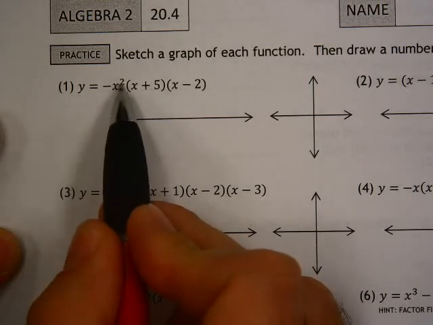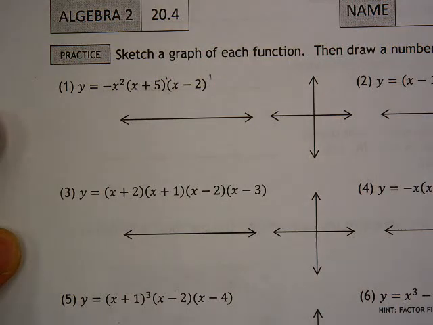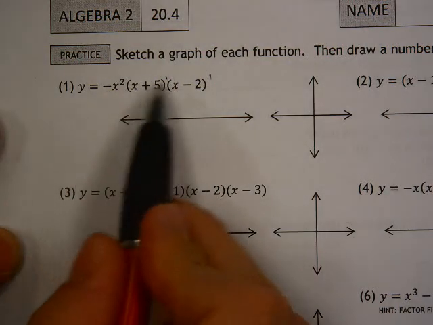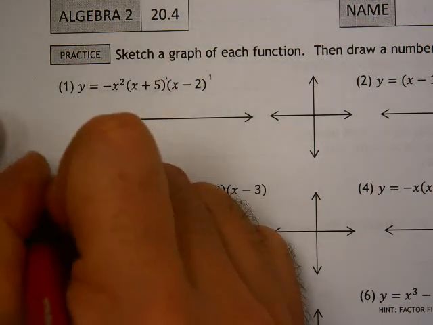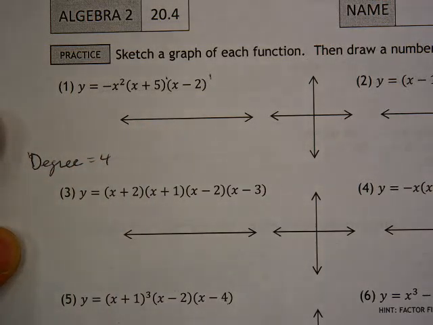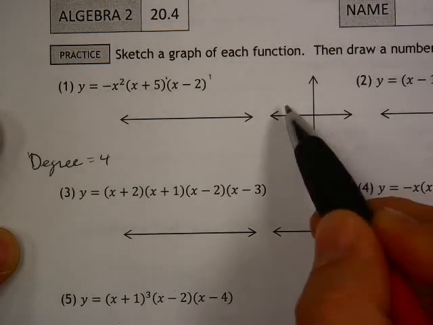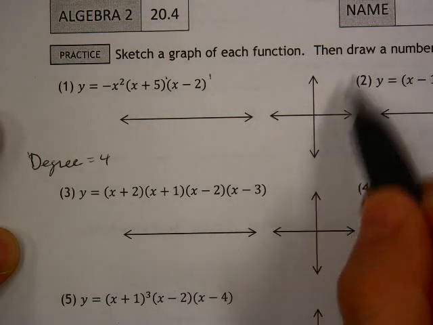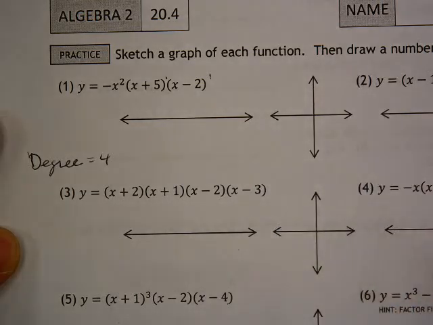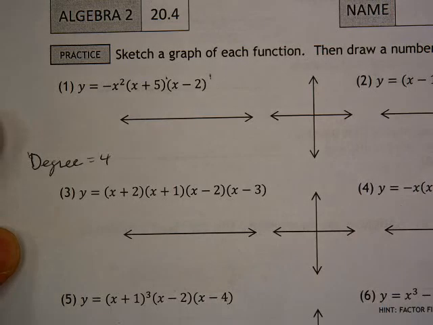We want to kind of predict what the graph is going to look like. The degree comes from these exponents, the 2 here, and both of these parentheses have a 1 that we can't see. Combine those 3, so our degree for this first problem is a 4. And what that means is that our graph is going to go the same direction on the left and the right after we graph it. So it's either going to go both up on those sides or both down. Since it's negative, that tells me it's going to go down on both sides. So that kind of gives me an idea of what this is going to look like after I'm done.